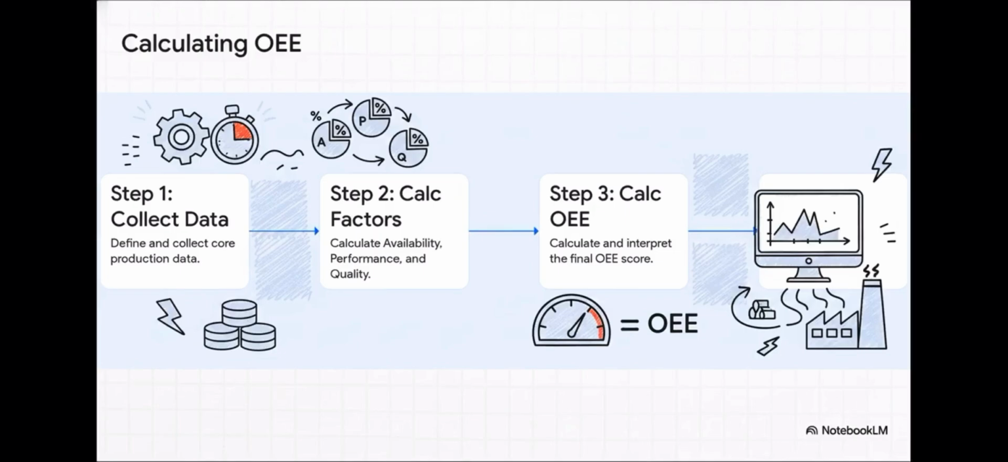Step 1, you've got to get good data. You need to know your planned runtime, your actual downtime, how many parts you made, all that stuff. Then you just plug it in to calculate your availability, performance, and quality to get that final OEE score. Ultimately, the goal is to have all this monitored in real time so you can catch problems the second they happen.